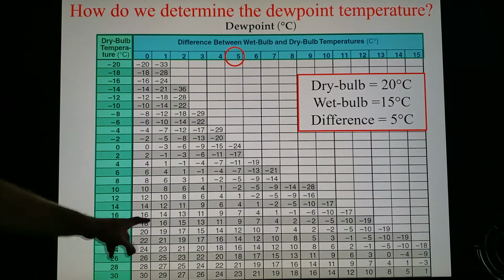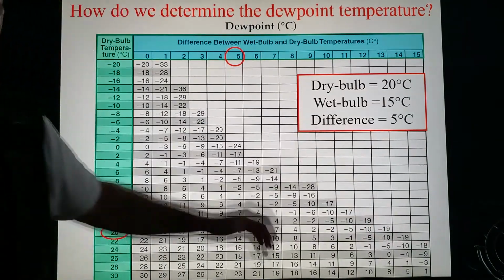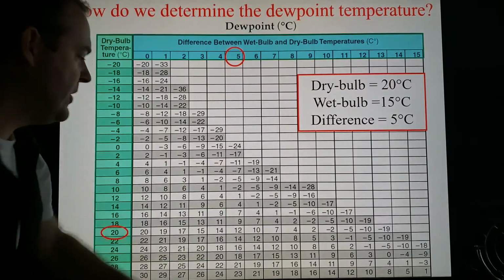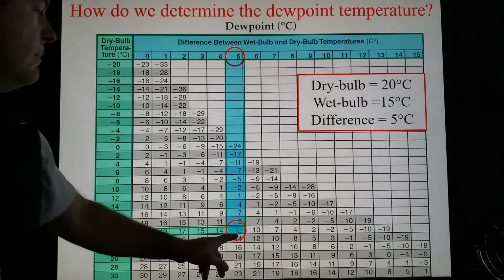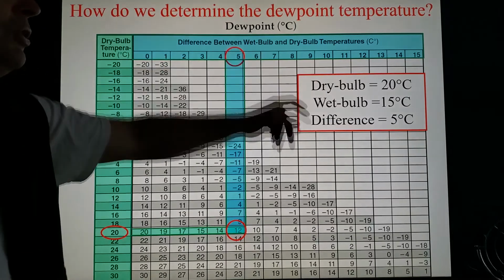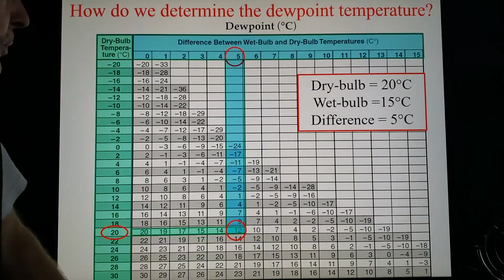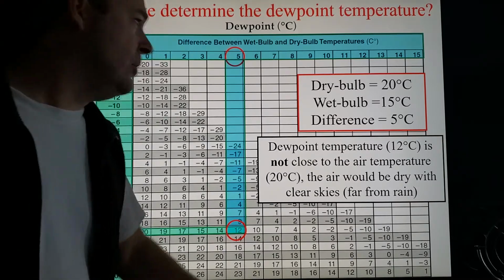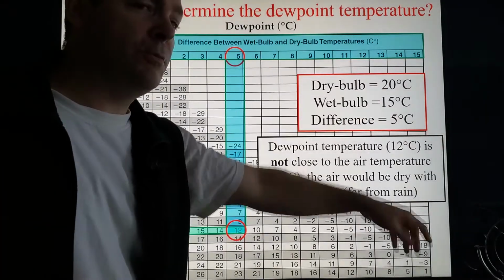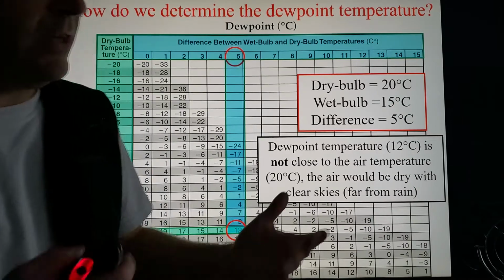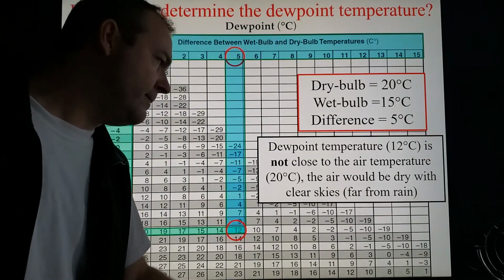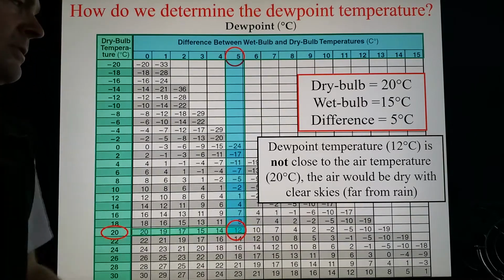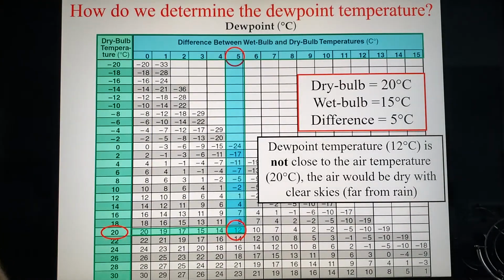Here's the 20, that's the dry bulb. Now from here, you just kind of make them meet. You go down, you go across, and where they meet, boom, you're on the dew point chart, so that's the dew point. The dew point is 12 degrees. It is not close to the dry bulb, right? 20 degrees is pretty far away from that, so the air is considered to be relatively dry. Okay? You wouldn't get a rainy day with these conditions. It'd be relatively clear skies.